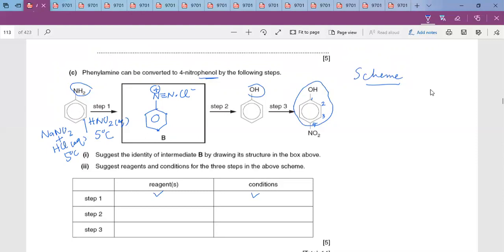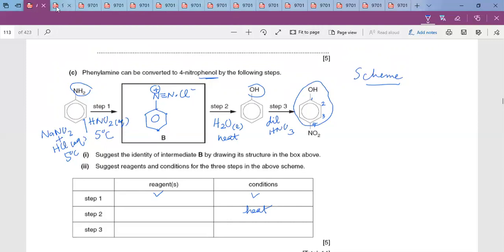From here to here, what must you do? Use water, just water, and you heat. Warm. Just heat. Okay? Right now, so how to go to step 3? Very simple. I want to put the nitro group on. So remember, this fellow here activates the ring. Remember, I told you before. If it's just a benzene ring, you need concentrated HNO3 and concentrated H2SO4, at 55 or 60 degrees. So here, no need. Just dilute HNO3.